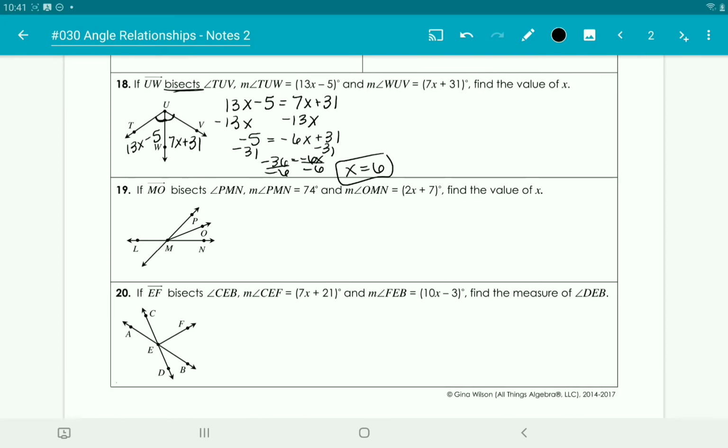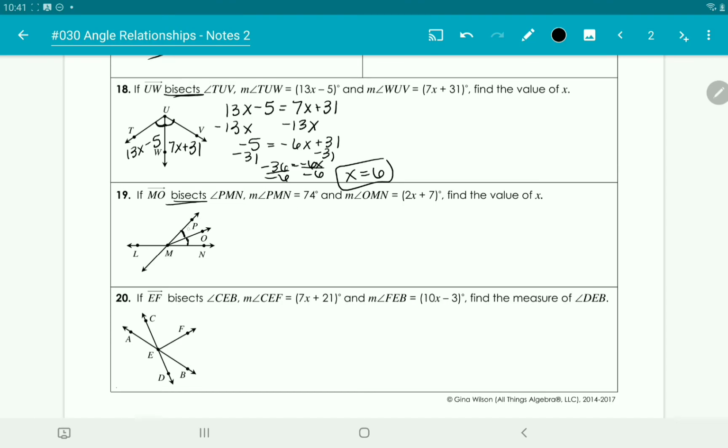So on this one, again, since we have the word bisect, that means the two angles created by that ray intersecting that angle are the same. So for example, MO bisects this angle PMN, so the two angles created from that are the same. So PMO is the same as OMN. And this angle, PMN, is going to be the same as this angle.